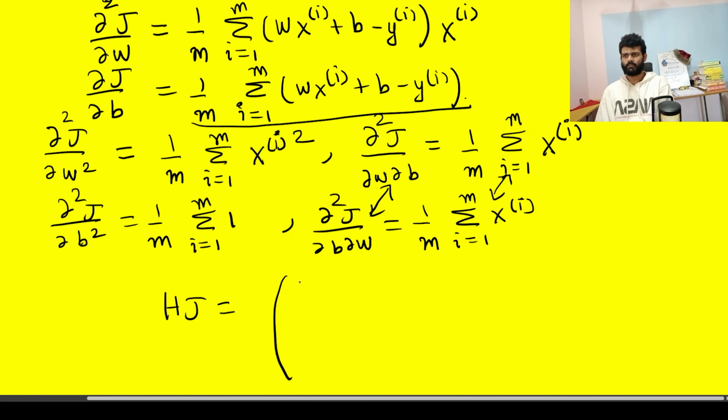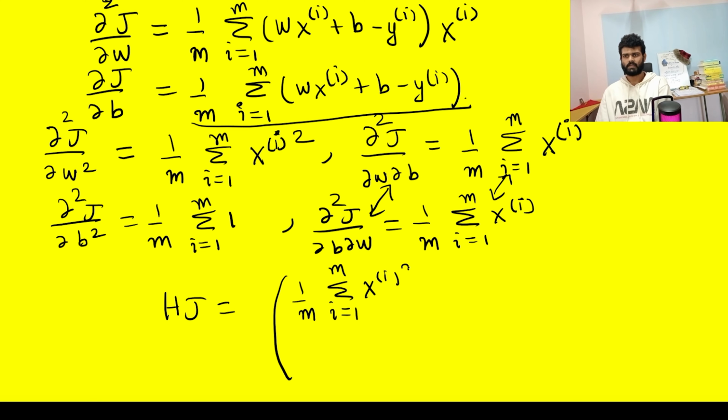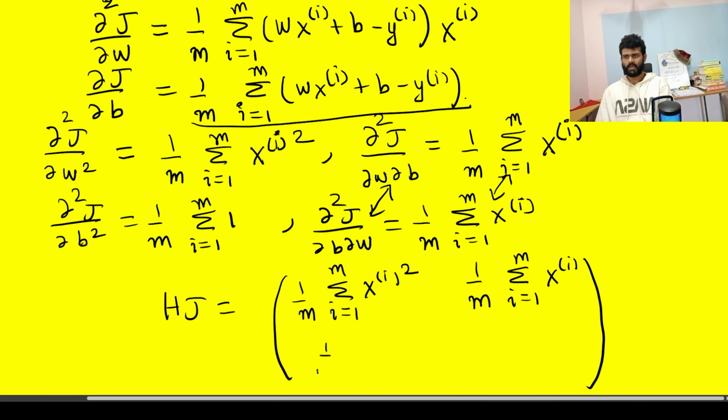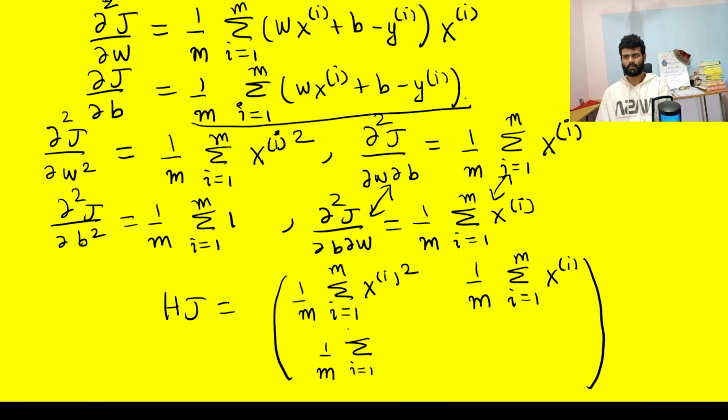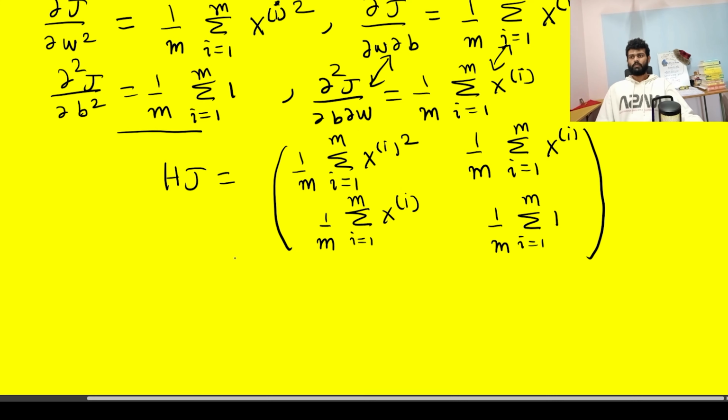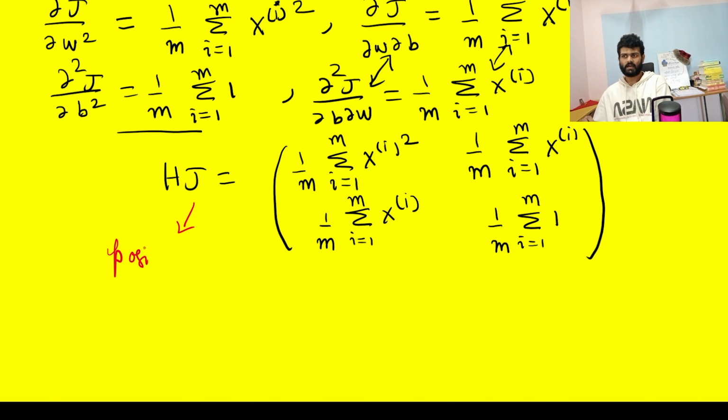Okay, so (1/m) summation i=1 to m of x_i squared, that's the first one. And then the next is (1/m) summation i=1 to m of x_i. And then (1/m) summation i=1 to m of x_i. And then (1/m) summation i=1 to m of 1, which corresponds to this particular case here. Okay, so now my task is just to show that this is positive definite. Okay, positive definite. How am I going to do that?